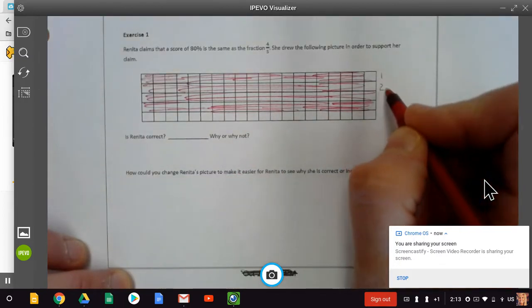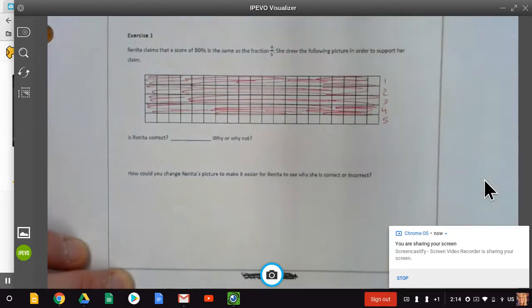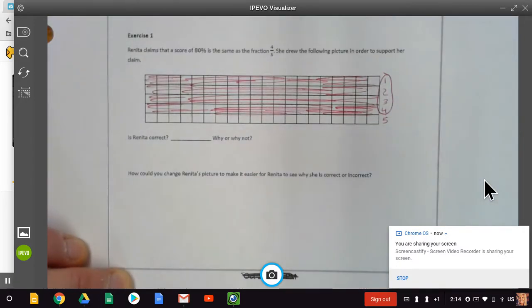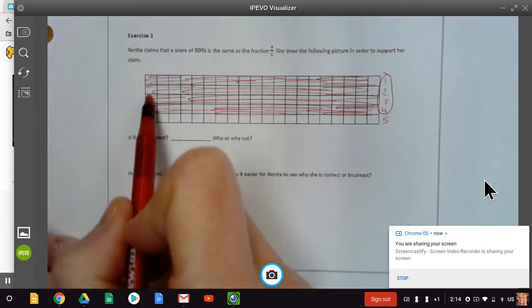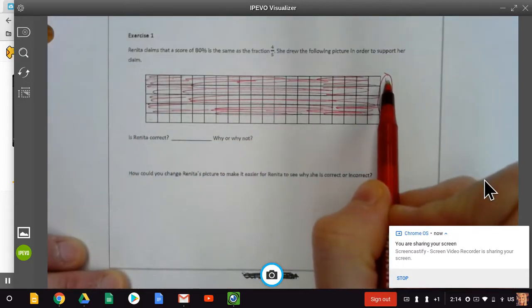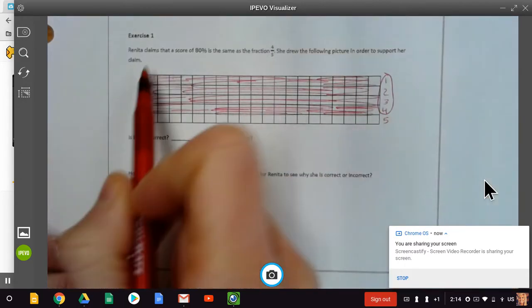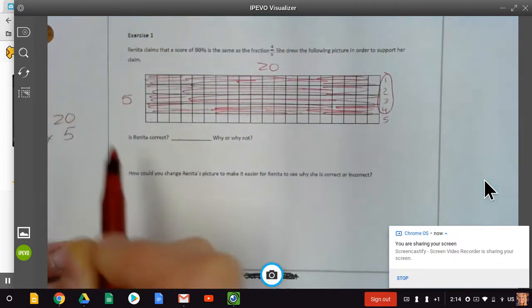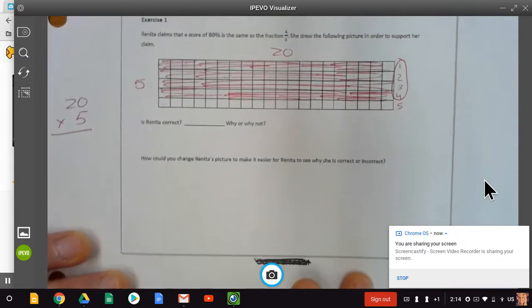This is 1, 2, 3, 4 out of 5 rows that are shaded. So I'm going to circle that. But she claims that 80% is the same as 4/5. So we want to prove if she's right or wrong. If you look here, this whole thing, you have five boxes here, and you have, I think, 20 boxes going across. So 20 times 5 is what? Go ahead and figure that out.